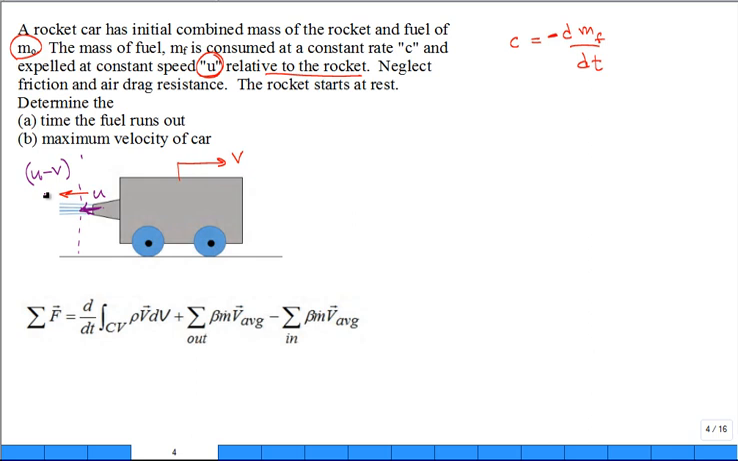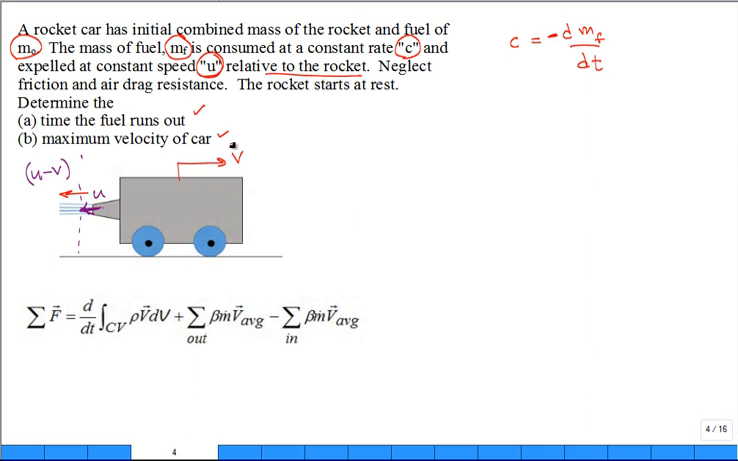Okay. Neglect friction and aerodynamic drag resistance. The rocket starts at rest, and you have some amount of fuel, m sub f. It's going to be consumed at a constant rate c. Predict the time that the fuel runs out, and then predict the velocity of the car at the time that the fuel runs out, which will be the prediction of the maximum speed. Okay? That all makes sense?